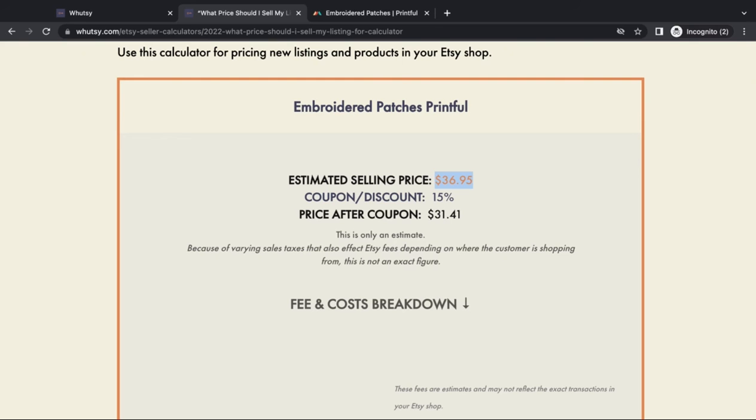So that's one tactic you could do. So you can see that that's the estimated selling price of $36.95. Now, if we sell that patch for $36.95, now an embroidered patch that's 3 inches by 3 inches, that's a stretch. That's going to be a special patch. And then the person uses that coupon or sales event, and the price gets down to $31.41. I mean, that's what price they'd be paying at checkout.